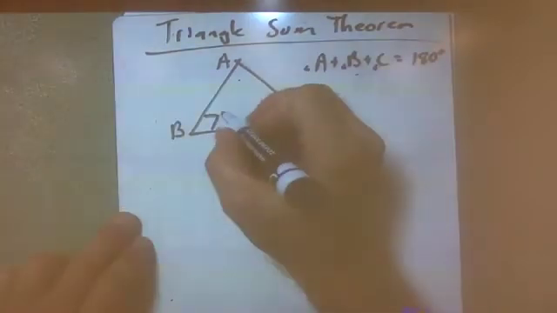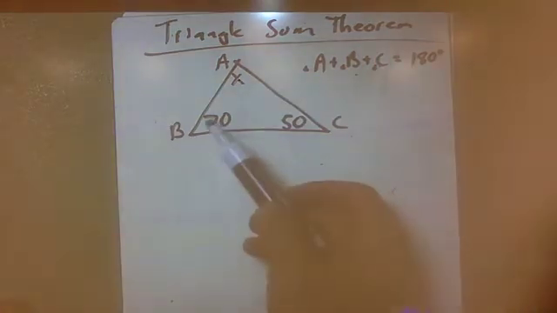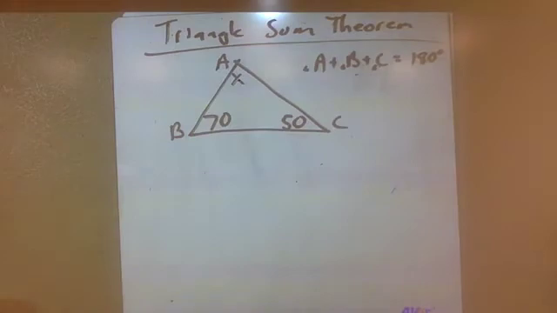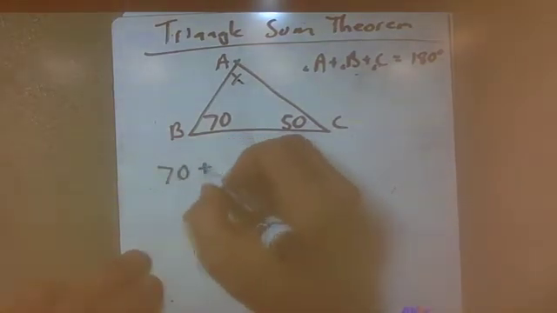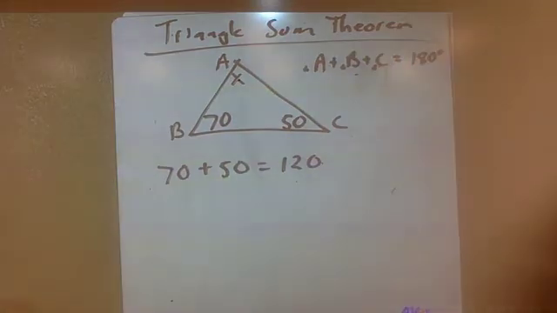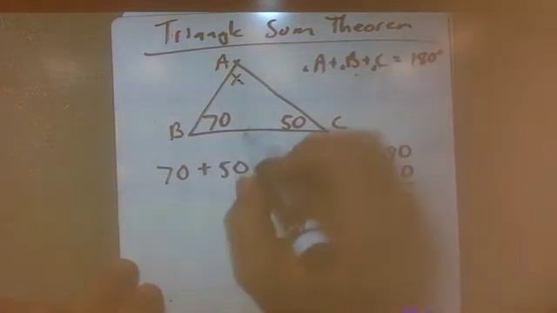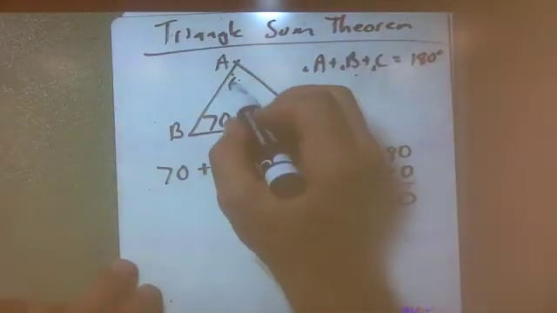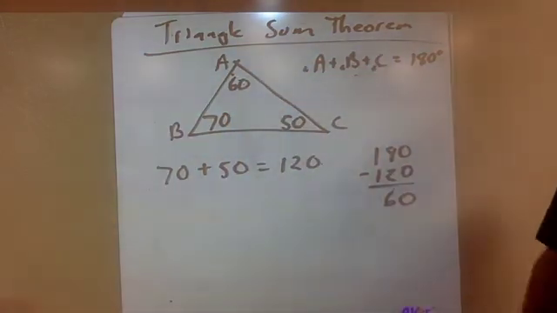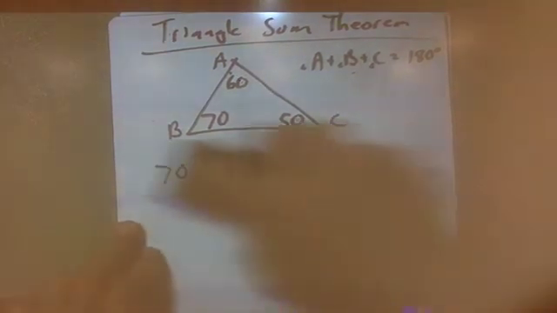So if this is 70 and this is 50, what would x be? Well, it would have to be some number that made these three add up to 180. Right now we have 70 plus 50 is equal to 120. What's the difference that we need to make up to get to 180? If you can't do that in your head, you can do 180 minus 120, which is 60. So x must be equal to 60. But again, like mid-segment theorem, they're not usually going to be that easy.